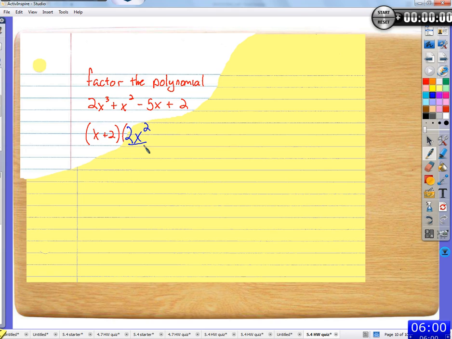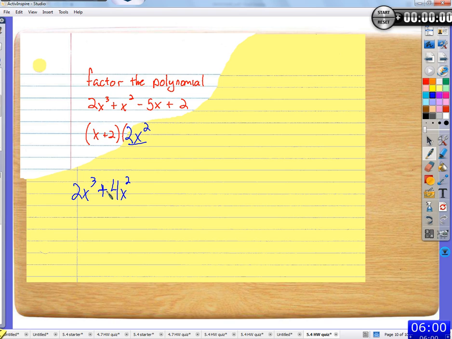Let's multiply it together and see how it's going. Okay, x times 2x squared is 2x cubed. It's going pretty well. It's going nicely, right? What's next? Multiply the 2, you're going to distribute everything to everything else. So part of the process is going to be 2 times this, 4x squared, right?